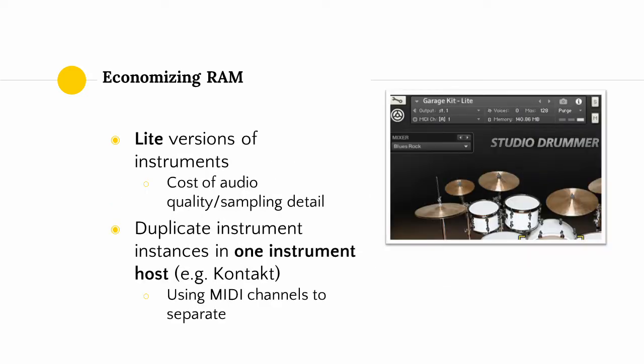Now let's talk about ways to economize computing resources, and in particular RAM. Some high-end instruments offer light versions of those instruments, such as Native Instruments Studio Drummer instrument. Typically, these instruments will use fewer samples than the full versions of those instruments, ultimately reducing memory usage, but at the cost of some sampling detail. Another thing that you can do is, if for some reason you need two instances of the same instrument, if that instrument is loaded in an instrument host plugin such as Contact, you can load both of those instances within Contact, and then just use MIDI channels to play the parts separately.